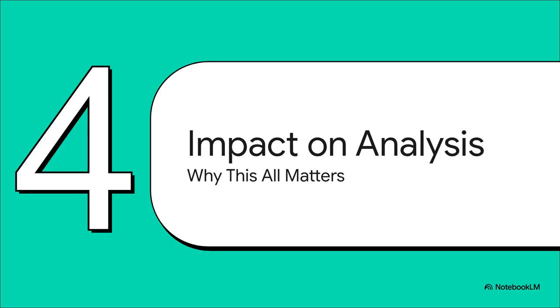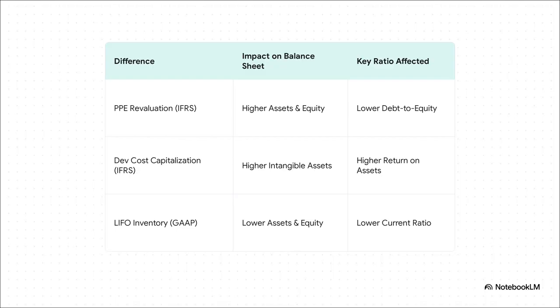Okay, so we've seen all these differences, but why does any of this actually matter? What does it mean for you when you're trying to figure out if a company's a good investment? Let's connect the dots. The scary part is that these accounting choices can completely warp the key financial ratios we rely on. You see it right here. An IFRS company revalues its assets, and suddenly its debt-to-equity ratio looks fantastic, much healthier. At the same time, a GAAP company using LIFO might show a weaker current ratio, which is a key measure of its ability to pay its bills. The bottom line is, if you just compare these ratios side by side without making adjustments, you're not comparing apples to apples. You're comparing apples to oranges with a different paint job.